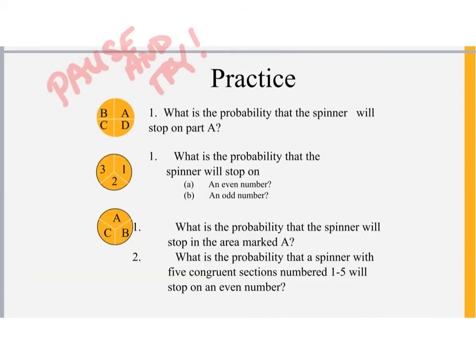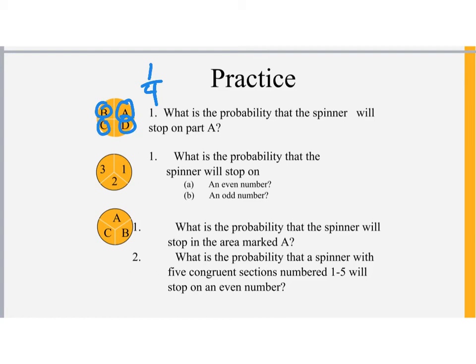Pause here to try this practice and then hit play to check your answers. The probability that the spinner lands on A is 1 out of 4 because there are 4 possibilities, A, B, C, and D, which are all equally likely to occur.